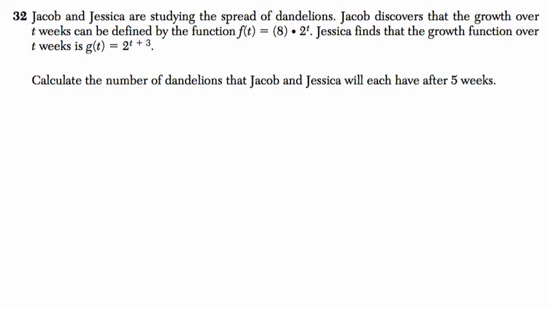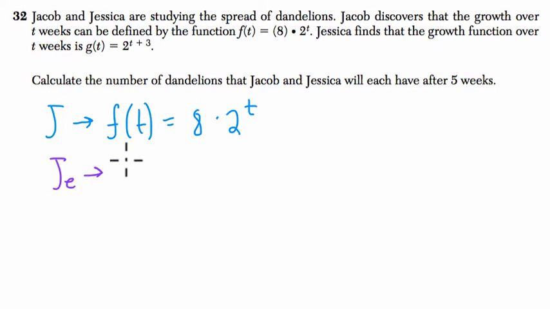Jacob and Jessica are studying the spread of dandelions, and Jacob discovers that the growth over t weeks can be defined by the function f of t, right? We'll write this down, this is Jacob's function, we'll write J here, equals 8 times 2 to the t. Then we have Jessica, and she finds that the growth function over, oh, they're both J's, ugh, so Jessica, J-E, sorry about that, it's g of t equals 2 to the t plus 3. Calculate the number of dandelions that Jacob and Jessica will each have after 5 weeks.